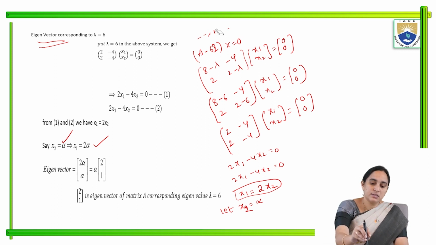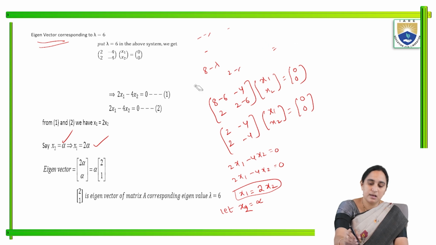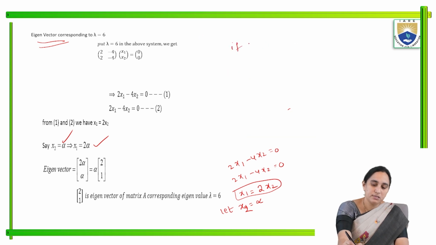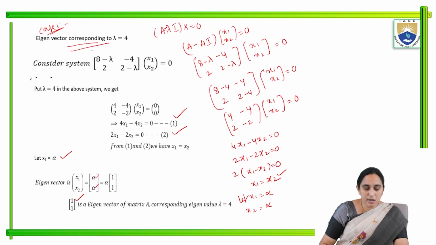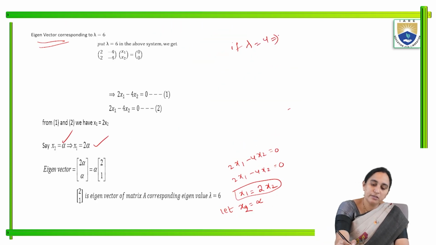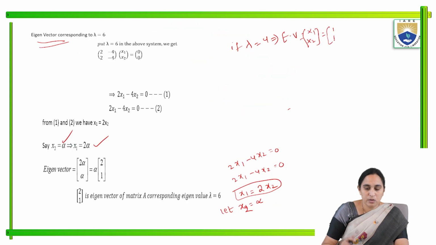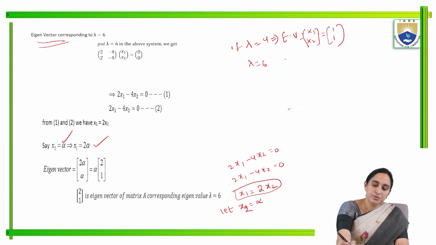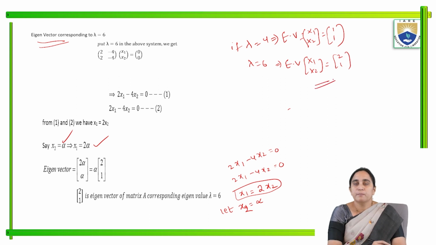So, write it as the last line here. If lambda is equal to 4, the eigenvector x1, x2 is equal to 1 and 1. And if lambda is equal to 0, the eigenvector x1, x2 is equal to 2, 1. This is the conclusion of the answer. This is the procedure for finding eigenvalues and the corresponding eigenvectors. Next, a similar question to discuss.